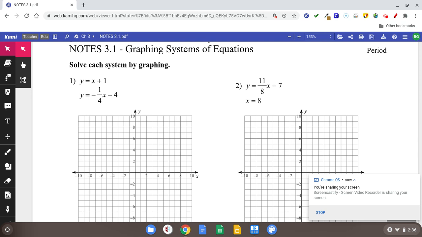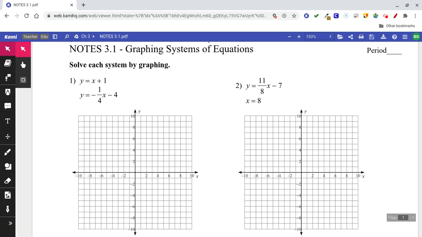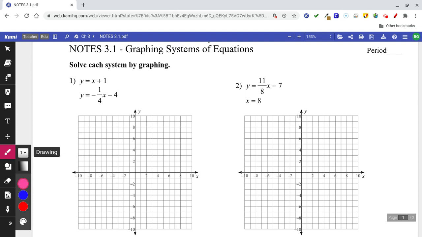Notes 3.1, graphing systems of equations. We're going to solve a system by graphing. And so when they say system, they mean more than one equation. You can see problem number one, you've got two different equations. We're going to graph both of those equations on the same xy axis.